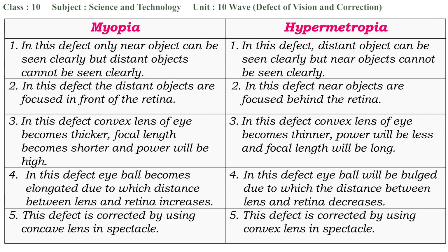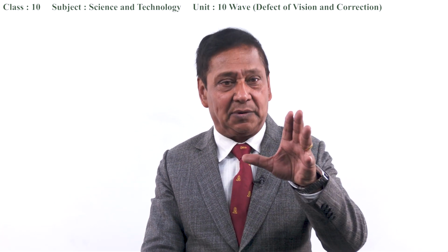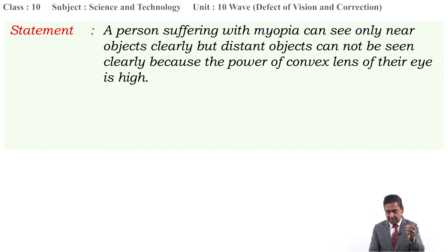After all this, why don't we evaluate ourselves by using a brainstorming type of question? Look at this. I made a question. Study this question in detail and try to find the correct option. A person suffering with myopia can see only near objects clearly, but distant objects cannot be seen clearly because the power of the convex lens of their eye is high. Is it? Just think about this.